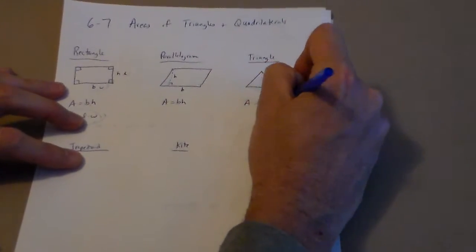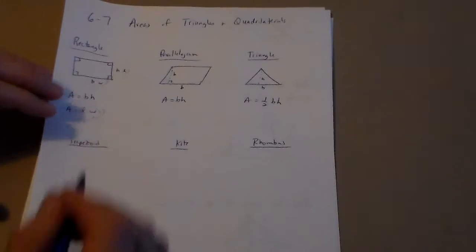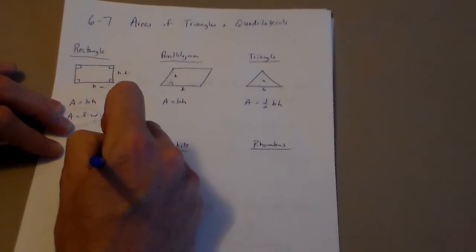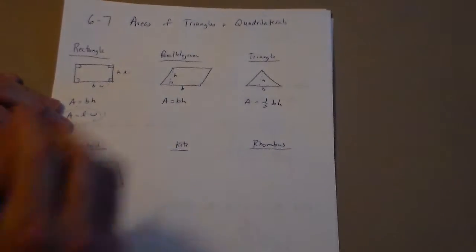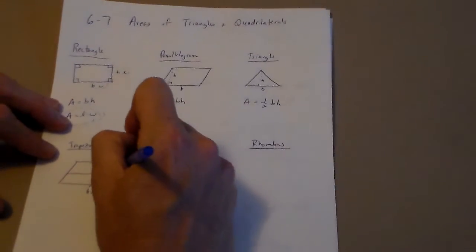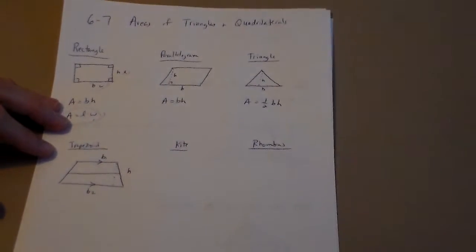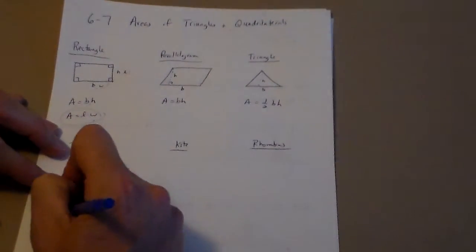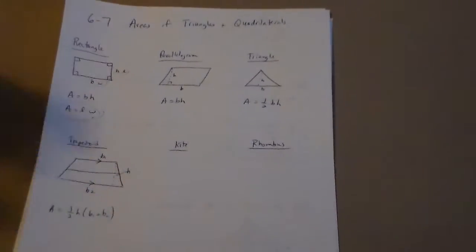Area equals 1/2 the base times the height for a triangle. Okay, then we get to a trapezoid. Let's draw one of those. Sometimes you have that little thing right there. This is B1, this is B2. They have two bases in a trapezoid. And that's my height. My height is that distance again. Not a side, not a side. The height is the distance. And so the formula is 1/2 the height times the sum of the two bases.